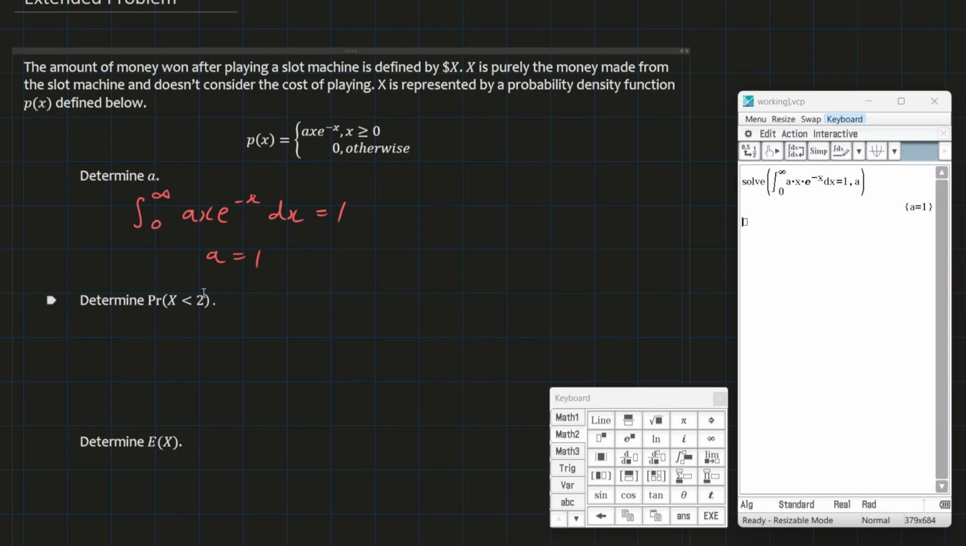Next question, determine the probability that x is less than 2. So we're going to take this same probability calculation. We're obviously just going to replace A with 1, which makes no difference to our calculation, and we're going to integrate from 0 to 2. So 2 will be our upper bound, 0 is going to be our lower bound, and we get that as our probability. The probability of that is equal to 1 minus 3e to the power of negative 2, and you can represent that as 3 over e squared if you want to, and we'll probably do that.